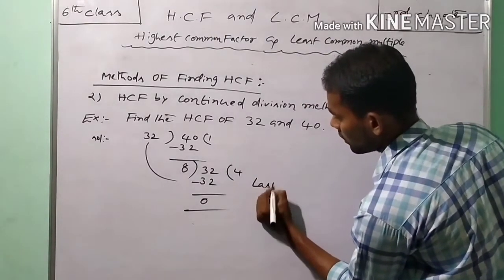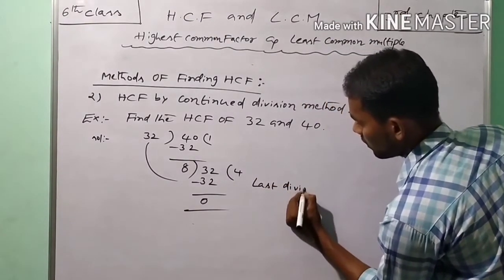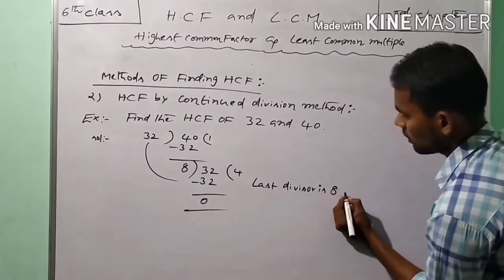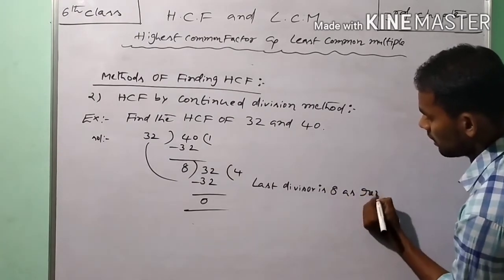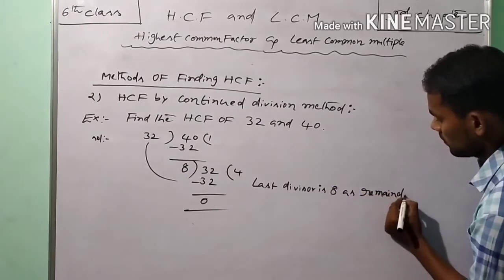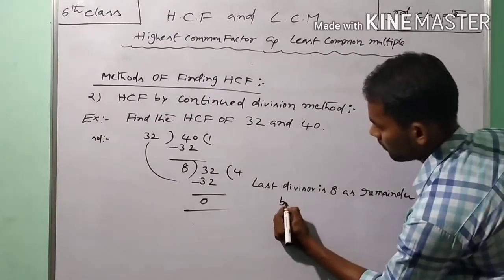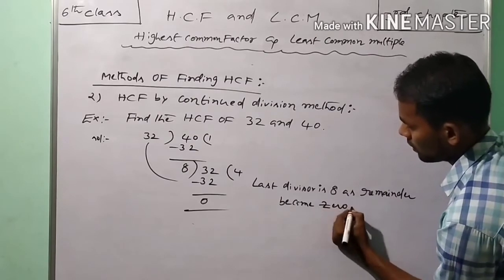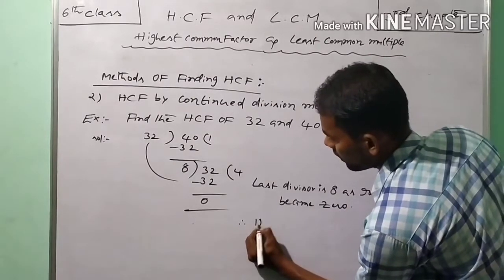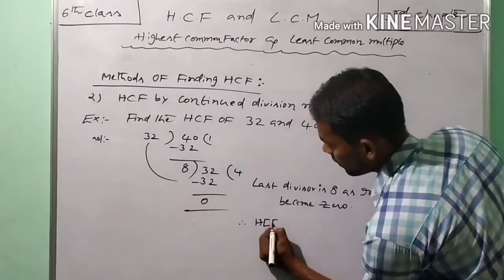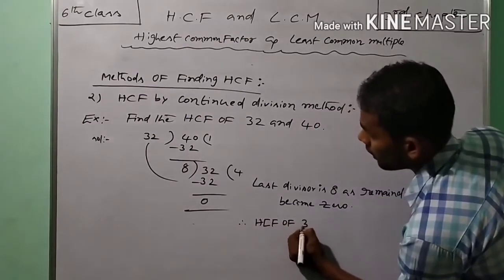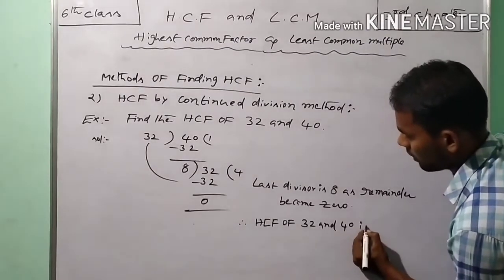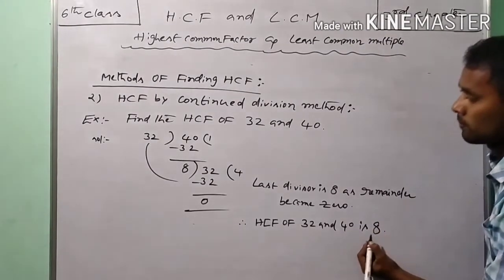Last divisor is 8, as the remainder became 0. Therefore, HCF of 32 and 40 is 8.